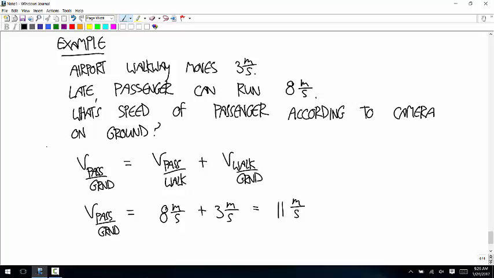What if the passenger was super dumb and was sprinting on the wrong walkway going the other direction? How would this work out? Well, yeah, like a treadmill. Then these would be in opposite directions. And so you'd have passenger-walkway plus 8, walkway-ground minus 3, and you'd have a net of 5 meters per second measured on the ground.